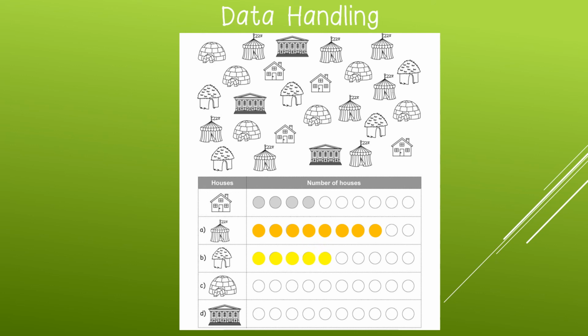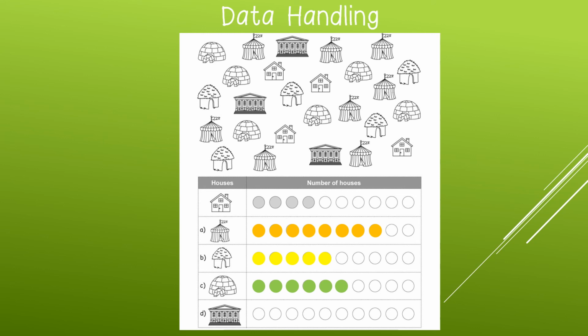See, we have an igloo. How many igloos can you see? I see 6 igloos. 1, 2, 3, 4, 5, 6. So let us color in 6 circles. 1, 2, 3, 4, 5, 6.